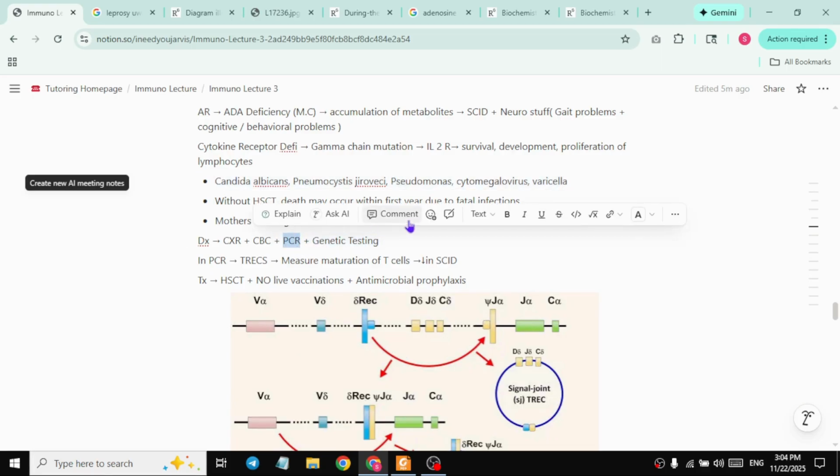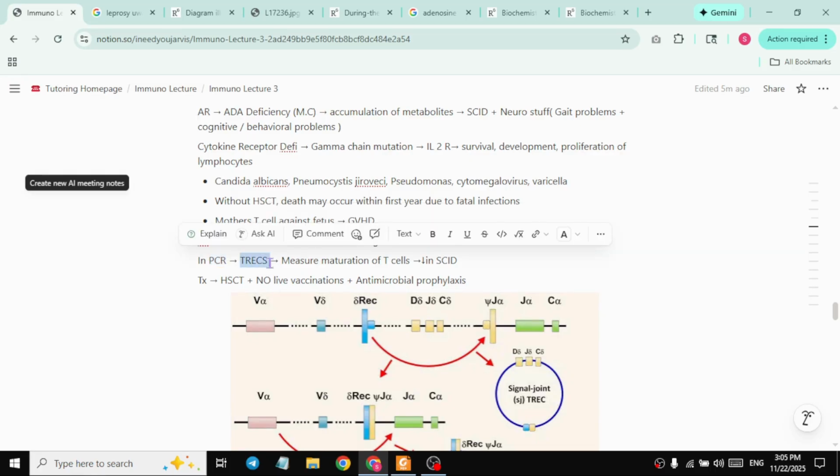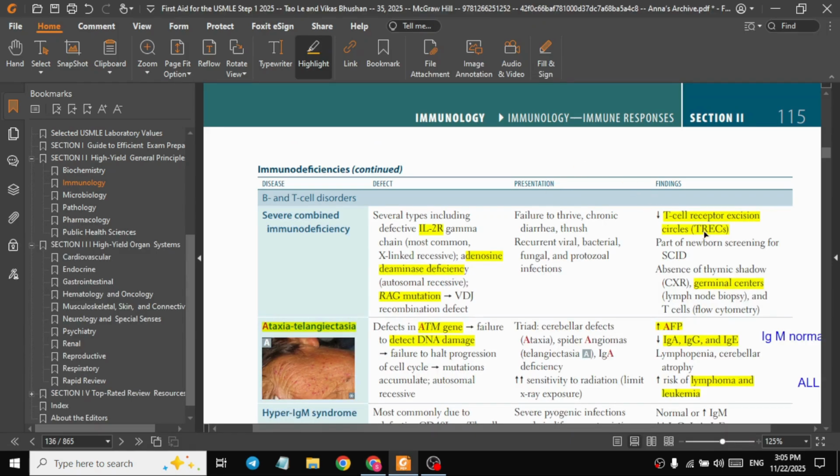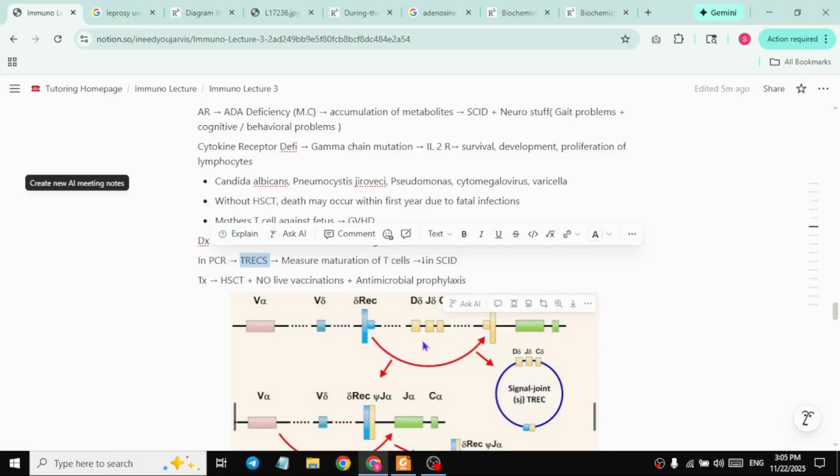Now, PCR is important, okay? Because what are you measuring in the PCR? PCR detects something called TRECs, okay? They've mentioned it here, T cell receptor excision circles, but they never talk about what the hell that is. Okay, so we have to sort of focus on what TRECs are.